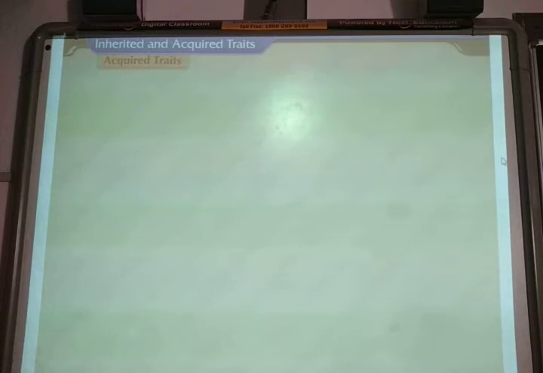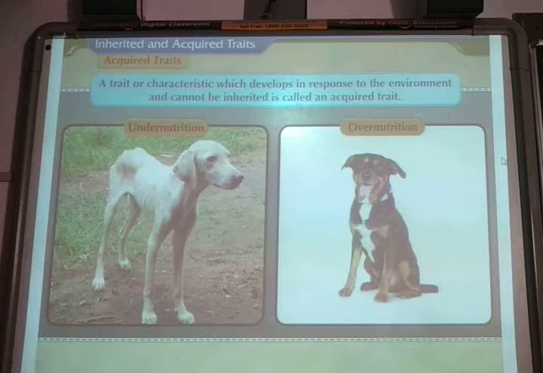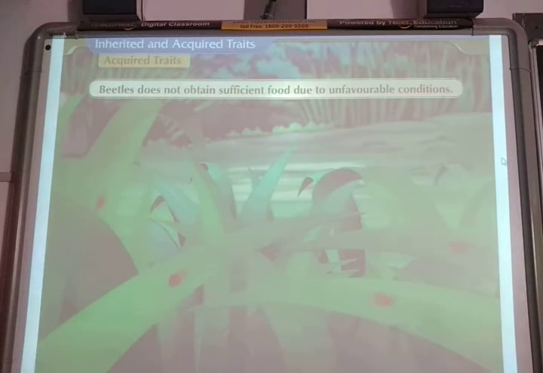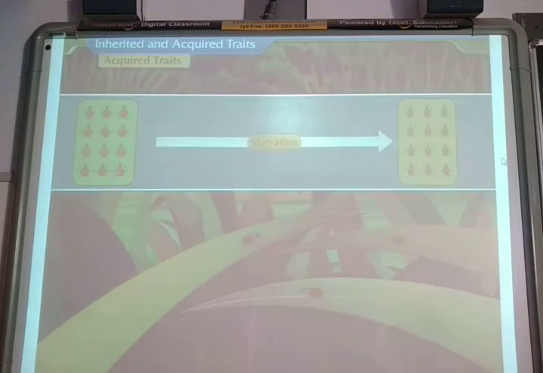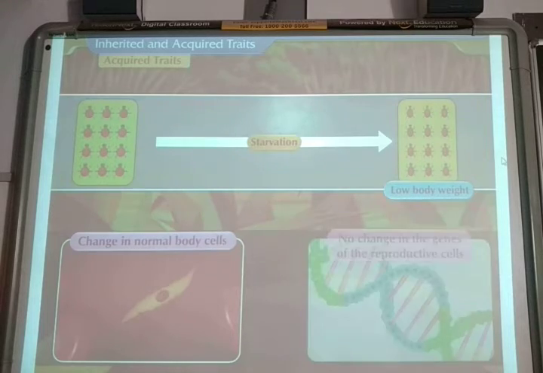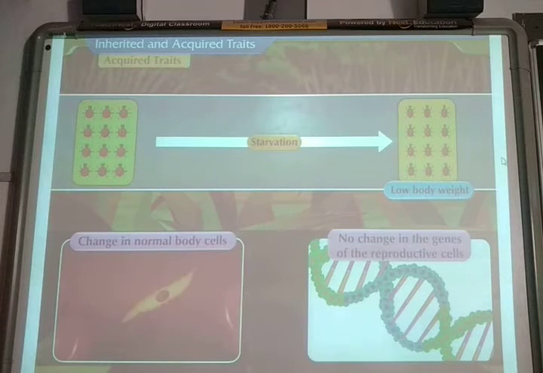Acquired traits. A trait or characteristic which develops in response to the environment and cannot be inherited is called an acquired trait. Let us understand this concept with the help of an example. Assume that a beetle does not obtain sufficient food due to unfavorable conditions. As a result, due to starvation, its weight may get reduced.